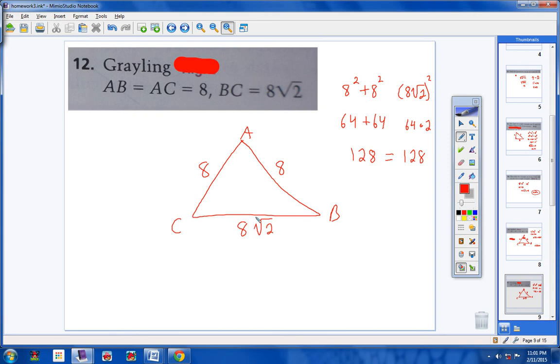Now, remember in a right triangle, the longest side is always the hypotenuse. Where's the longest side? I already told this to you guys. Right here. So if that's the hypotenuse, then this has to be the what angle right here? Right angle. So angle A is a right angle. Alright, number 13.